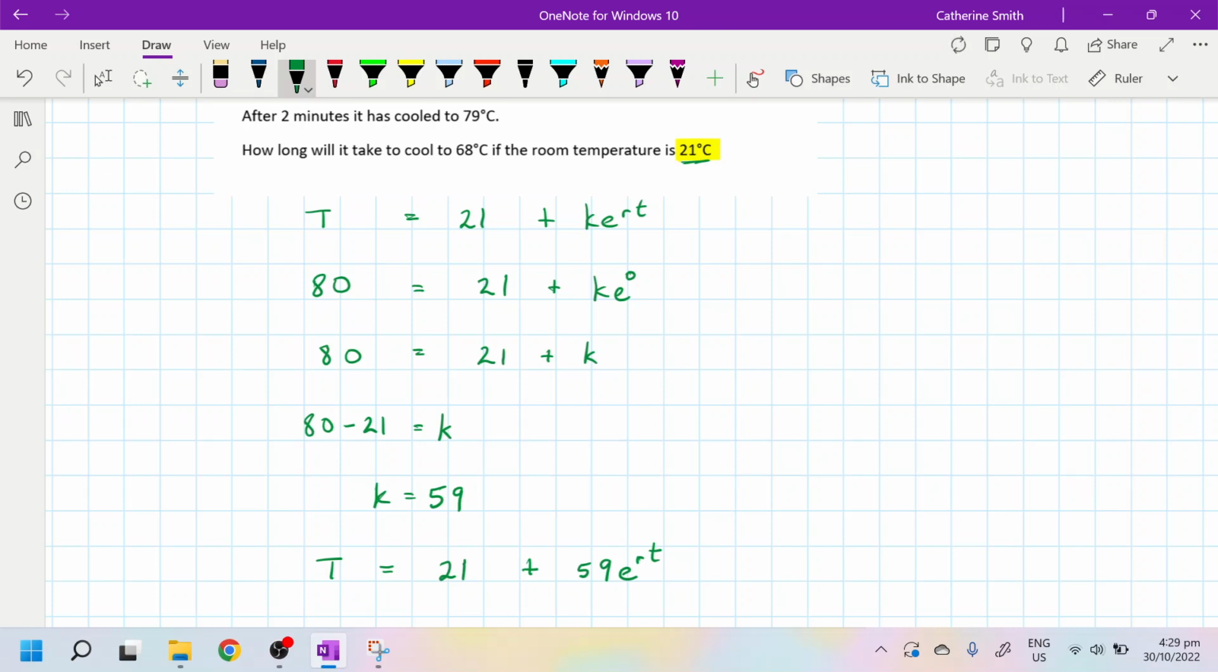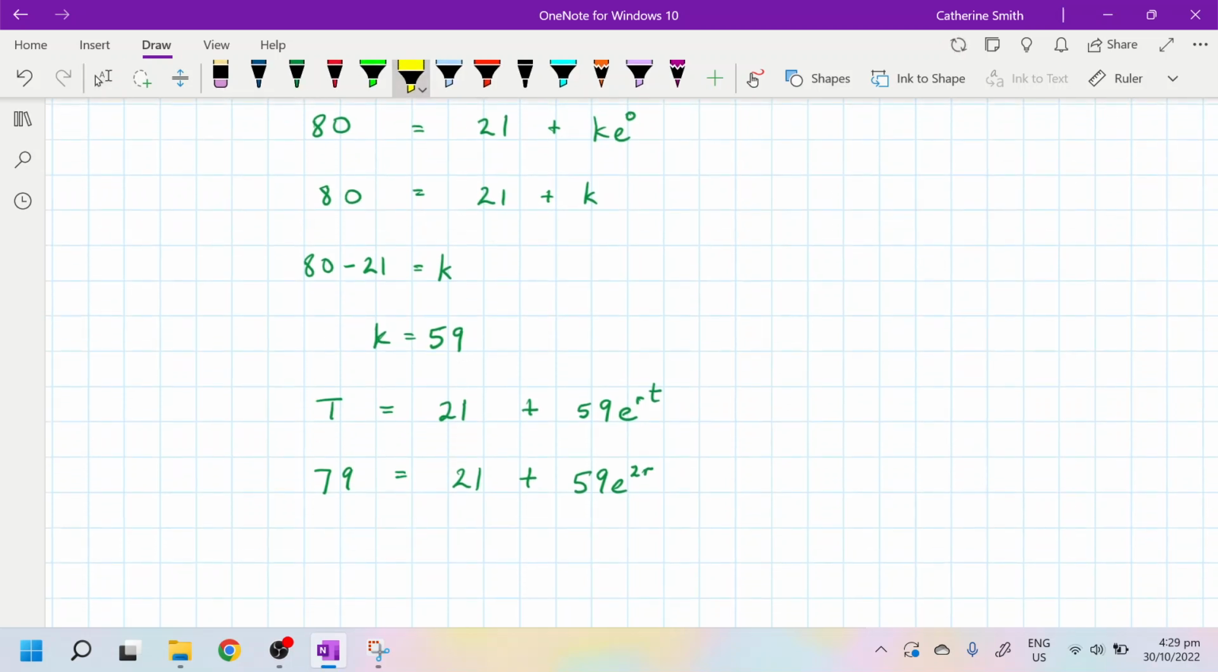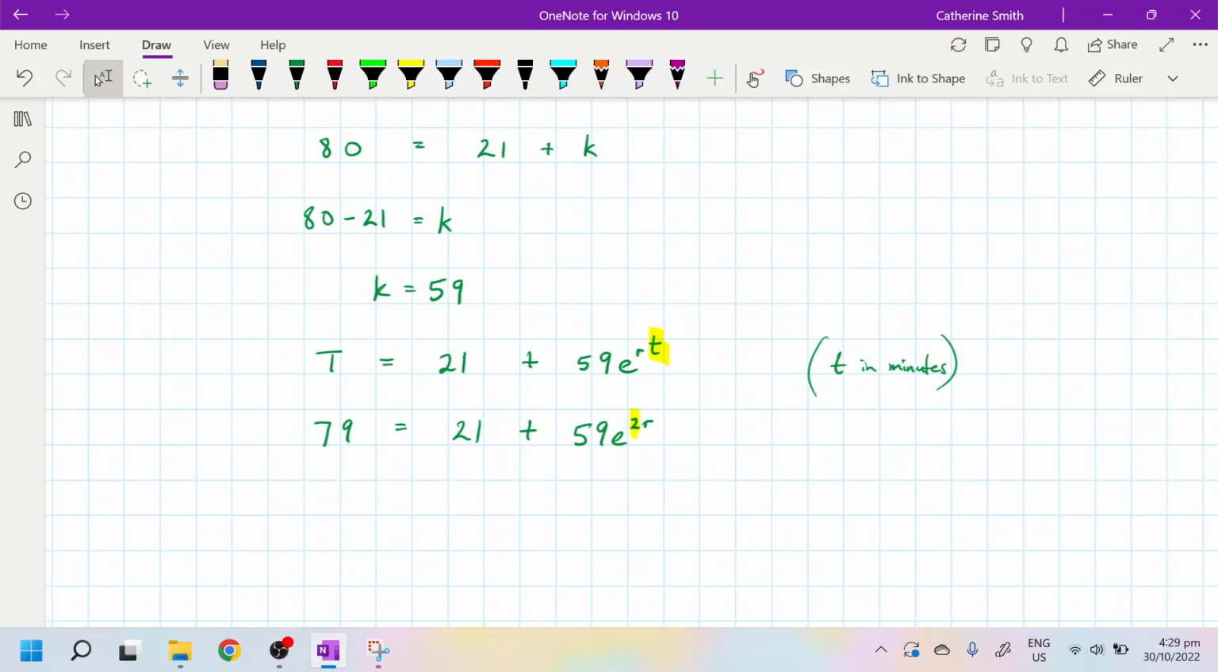They also tell us that after 2 minutes it's cooled to 79 degrees C. 79 equals 21 plus 59 e to the 2r, because it's 2 minutes. So time is equal to 2 for 2 minutes. So I'm just reminding myself, time in minutes. Right, so 79 minus 21, we get 58. So we've got 58 equals 59 e to the 2r.